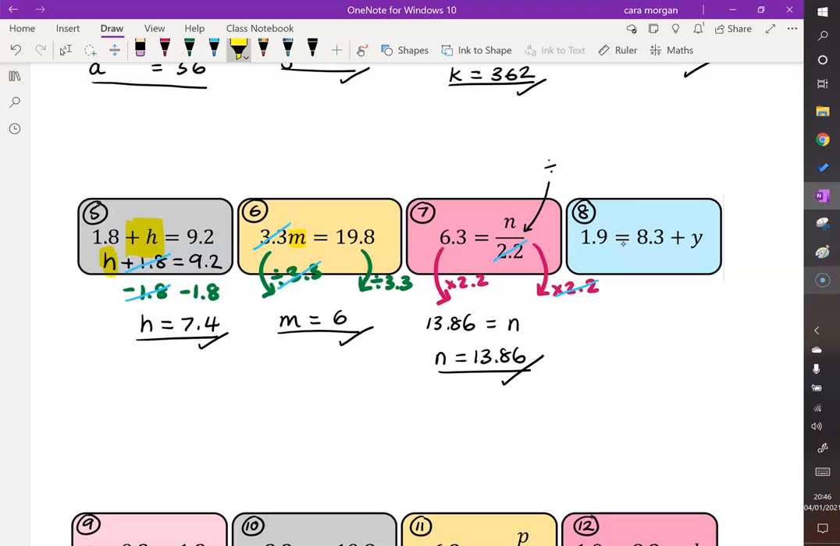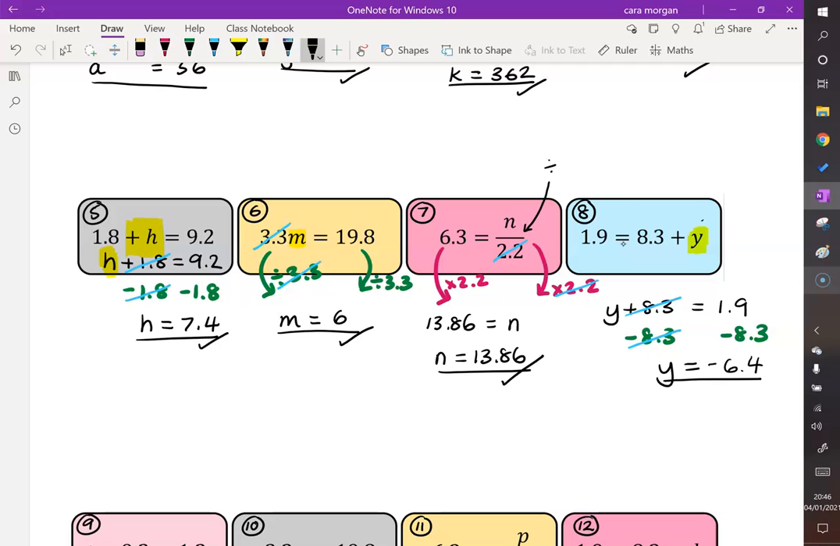Question 8, I've got an add y. Well, that means the same as y add 8.3 is equal to 1.9. I can simply subtract 8.3 there from both sides. And if I do that, the add 8.3 is cancelled with the subtract 8.3 to get 0. So I'm left with y is equal to, and this time I've got to be very careful because I'm doing 1.9 subtract 8.3. And writing it like that in that order reminds me that sometimes I'm going to get a negative answer.